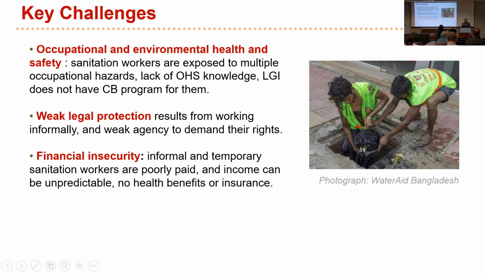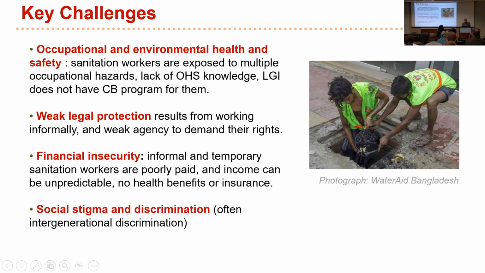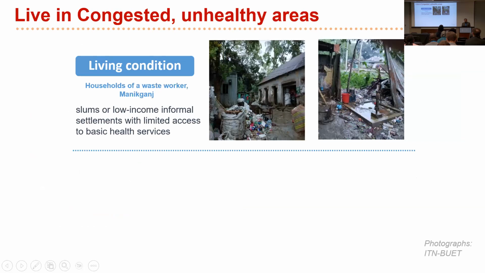There is weak legal protection because most of them work informally, and most of them do not belong to any working groups or associations. That's why there's a weak agency to demand their rights. They have financial insecurity because they work informally, and their income is very unpredictable and variable, and there are fewer opportunities for health benefits and insurance, which is a concern. And not to mention the social stigma and discrimination. Basically, this is sometimes intergenerational, and these are all challenges that they have to face.